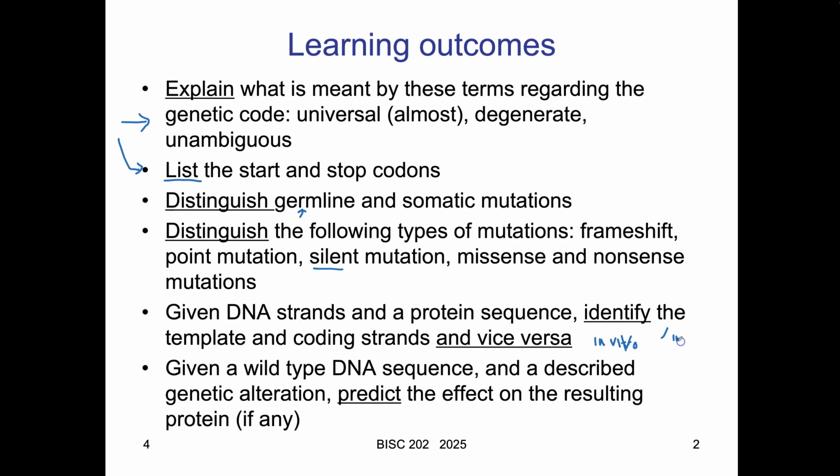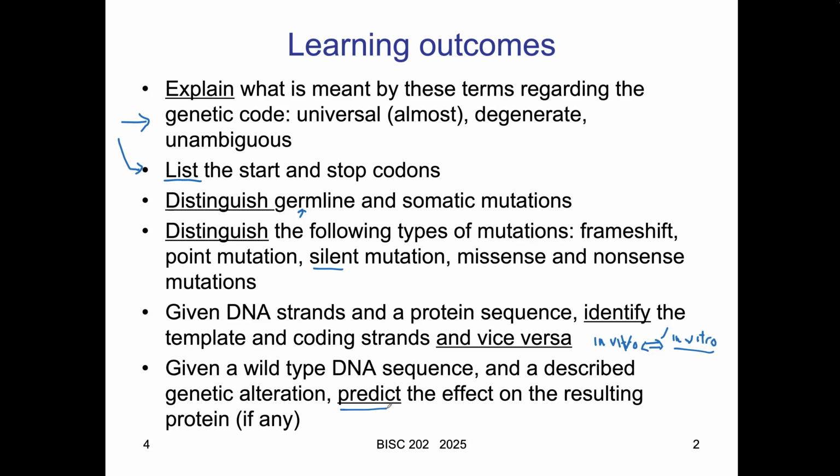So in vitro work, which is the work we really described before when we were talking about how they figured out how the genetic code worked, that was done in vitro, and they didn't rely on start signals and that sort of thing. So at the end, I'll talk about the difference between these and why it's important to know which it is before answering the question. And then given a wild-type DNA sequence and then some kind of mutation is described, be able to predict the effect on the resulting protein.